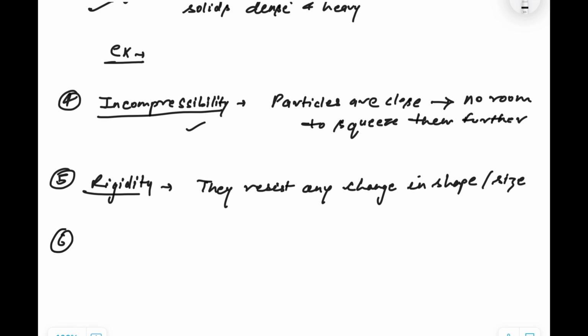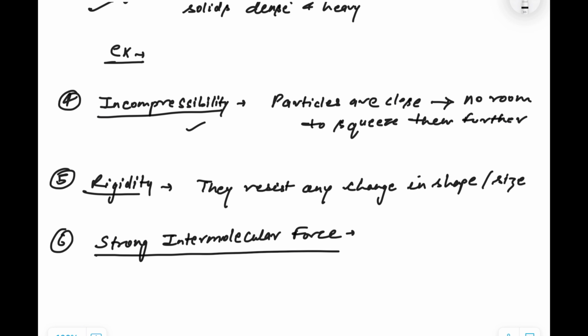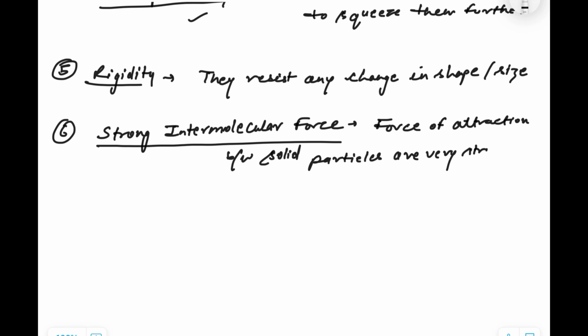The sixth property of solids is their strong intermolecular force. Strong intermolecular force means the force of attraction between solid particles is very strong, keeping them fixed in position. That's why solids don't flow or spread.